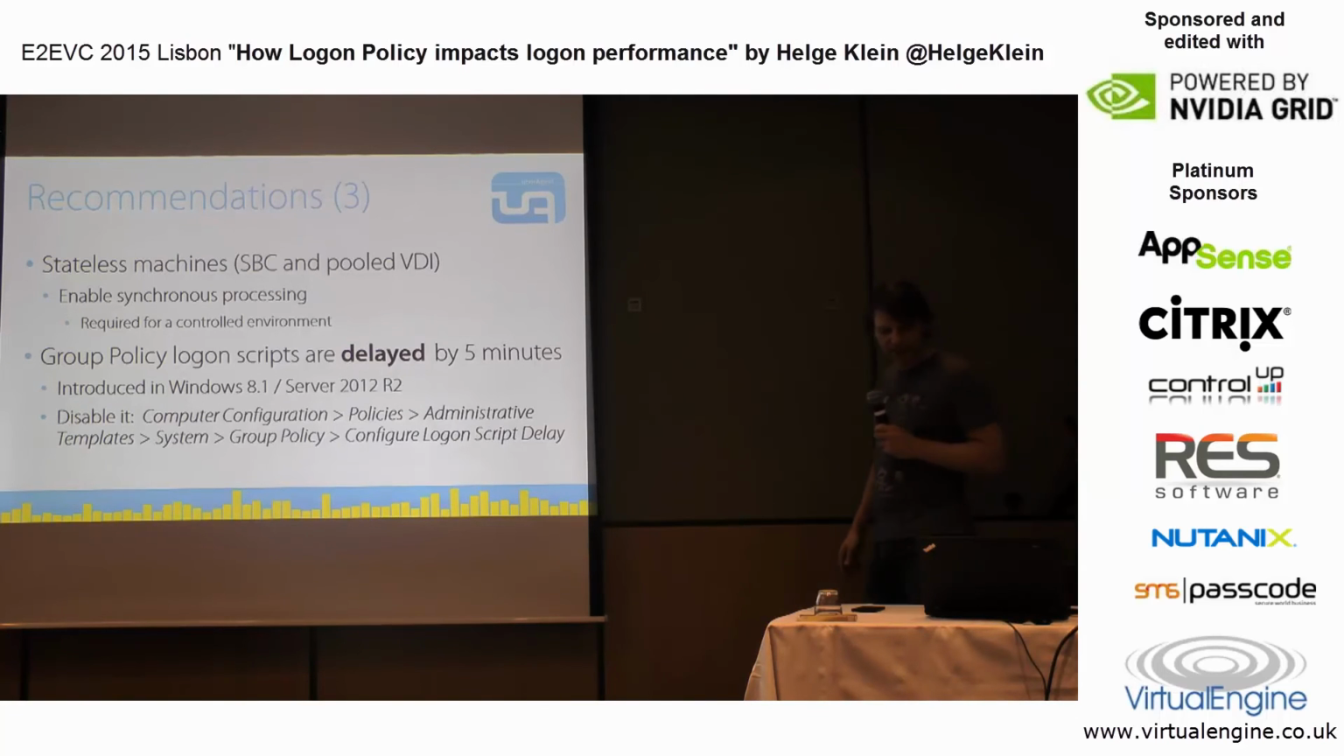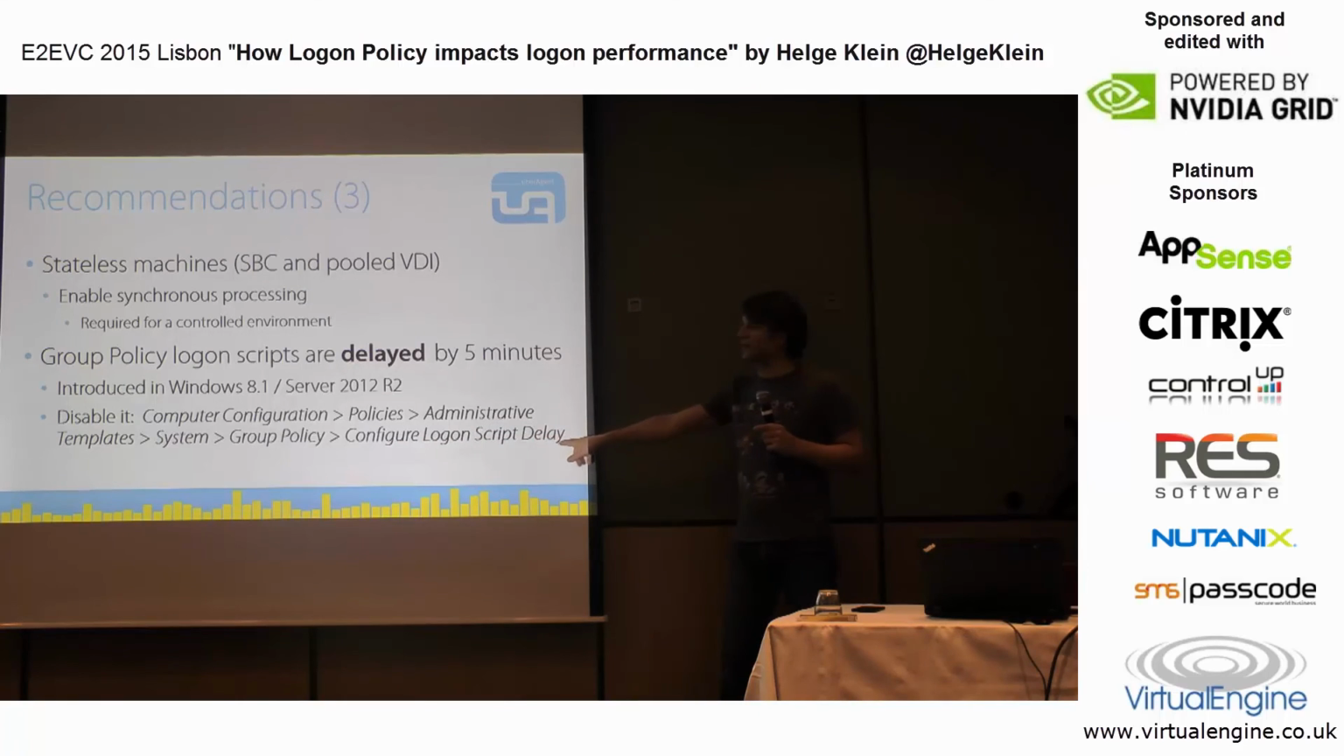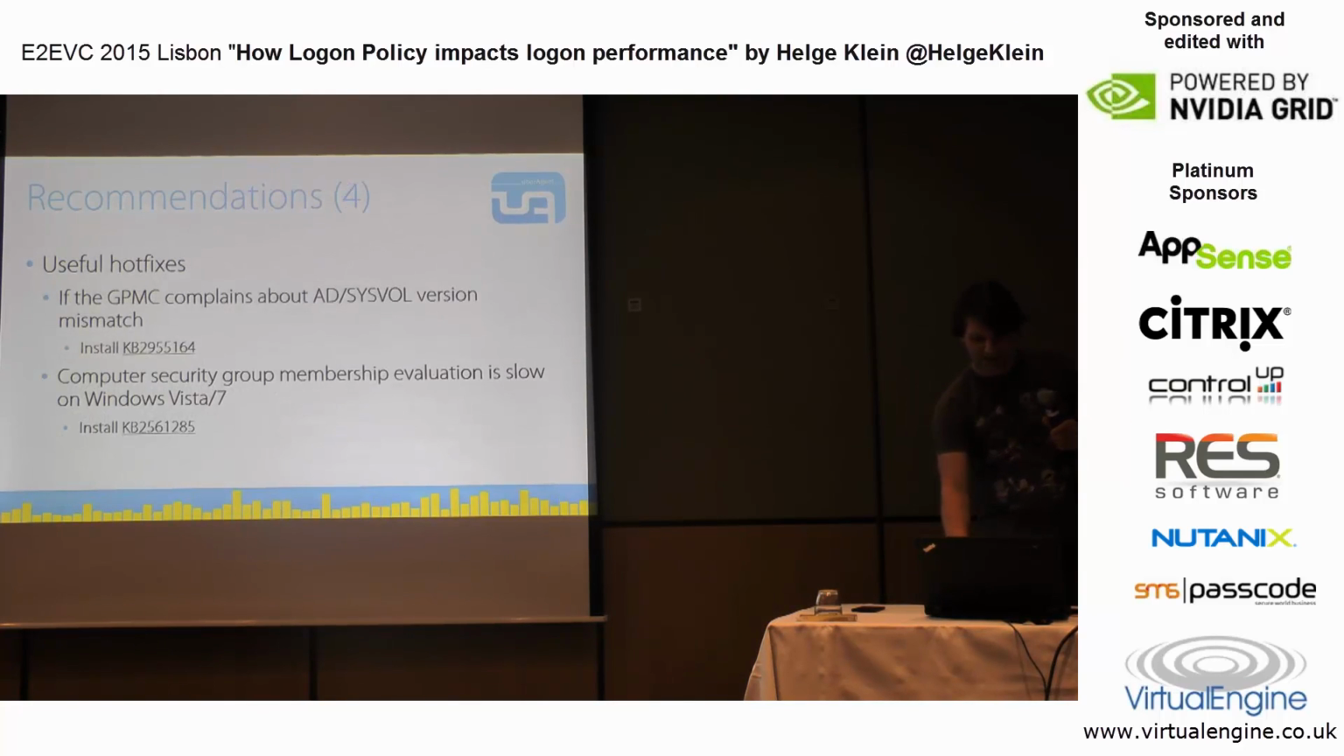And then Microsoft, in its infinite wisdom, changed the way group policy logon scripts are run. By default, starting with Windows 8.1 and Server 2012 R2, they are run 5 minutes after the actual logon, which is totally stupid. It makes no sense at all. To change that, please use this group policy setting where you configure the delay. You can change it to anything, and please change it to 0. I think that's mostly it.